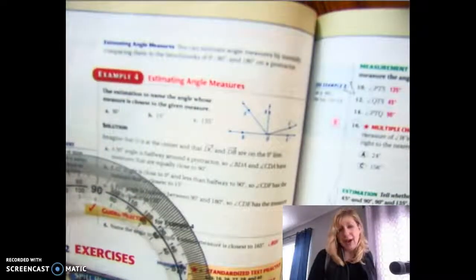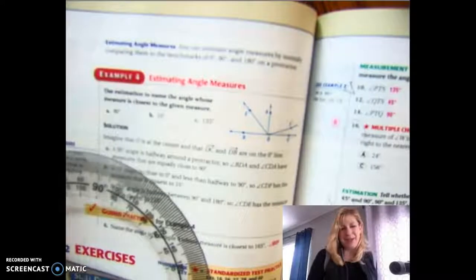Have fun with your assignment today. It's fun to draw, I think. So that's why I like our geometry unit.